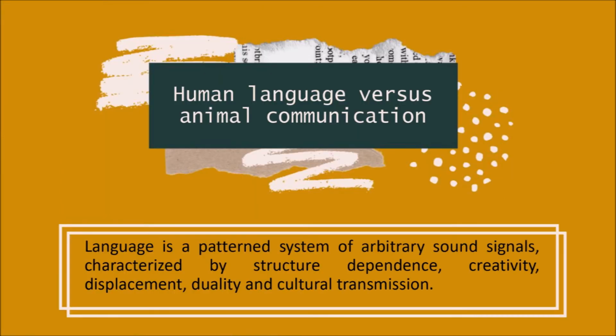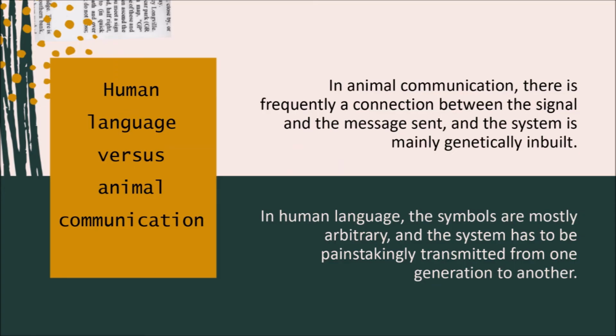The first topic is human language versus animal communication. Based on what Clara and Fira have explained, language is a pattern system of arbitrary sound signals characterized by structure dependence, creativity, displacement, duality, and cultural transmission. In animal communication, there is frequently a connection between the signals and the message sent, and the system is mainly genetically inbuilt. In human language, the symbols are mostly arbitrary, and the system has to be painstakingly transmitted from one generation to another. Duality and displacement are extremely rare in the animal world.